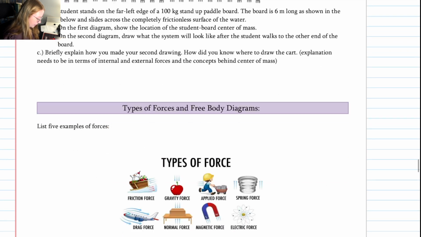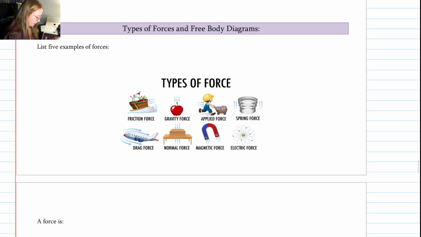So let's look at the types of forces we have. You have friction force, which is represented by capital F, lowercase f. You have gravity as a force, which is Fg. And applied force is kind of just generic. It could be someone pushing something or pulling something, but that's going to be Fa.